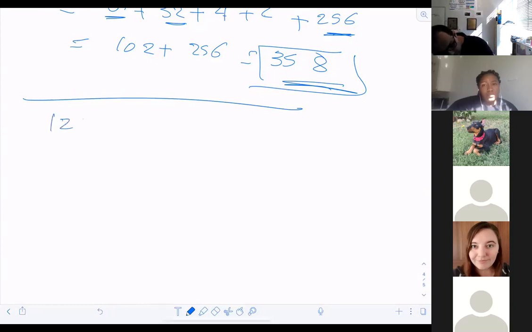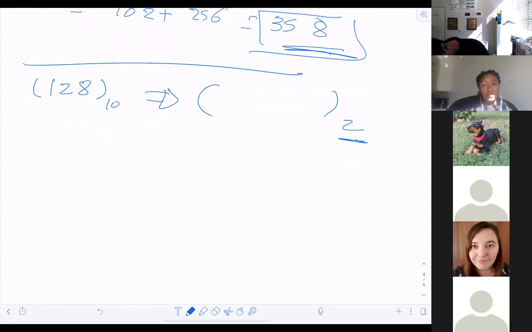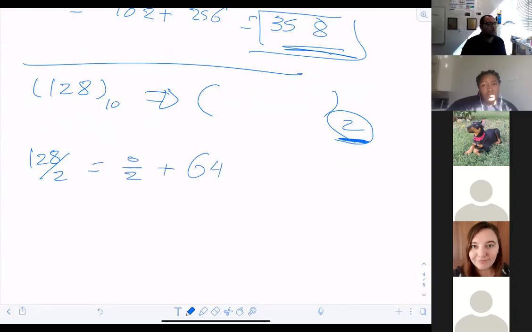Let's make it 128. So I have 128 in decimal, right? And I'm looking for the equivalent of it in binary. Okay? So what is the rule? Here is the binary, right? So that means every number I have, I'm gonna start dividing by this value, right? So 128 divided by 2. What will the value be? 64. 64 plus 0, 2, right? This is the Q, this is the R, right?